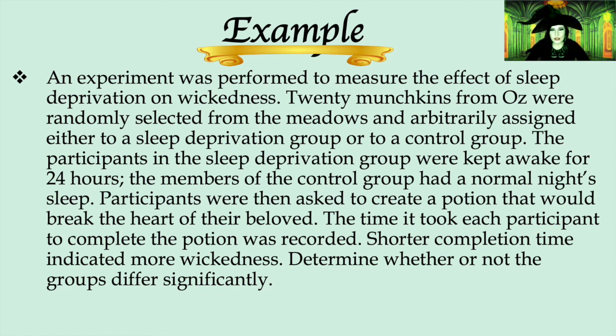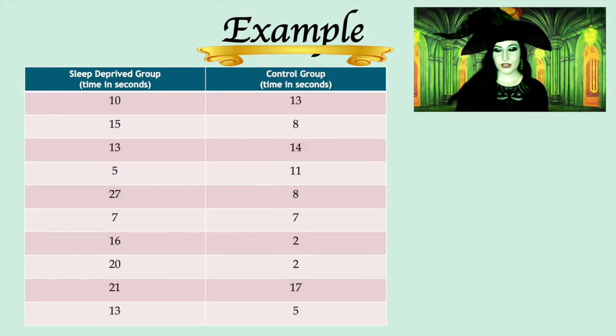Participants were then asked to create a potion that would break the heart of their beloved. The time it took each participant to complete the potion was recorded. Shorter completion time indicated more wickedness. Determine whether or not the groups differ significantly. So let's take a look at the data that we've collected.